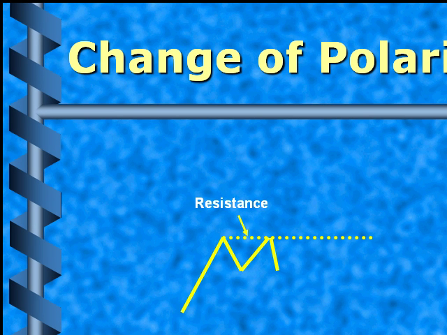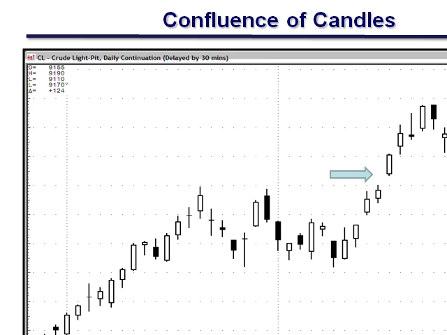I just came up with the term. So, change of polarity essentially means a multi-tested resistance area. If the market is solid, once the market breaks above it, old resistance should be new support. And with that in mind, let's look at crude.